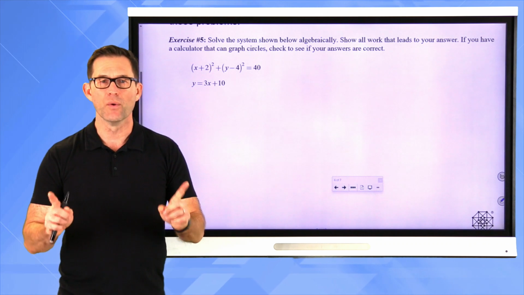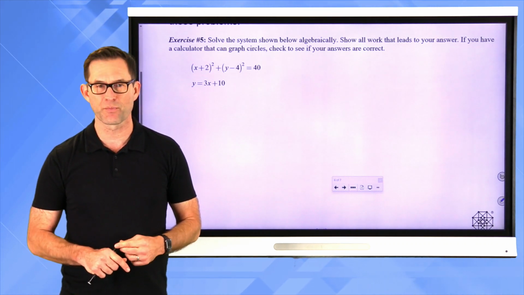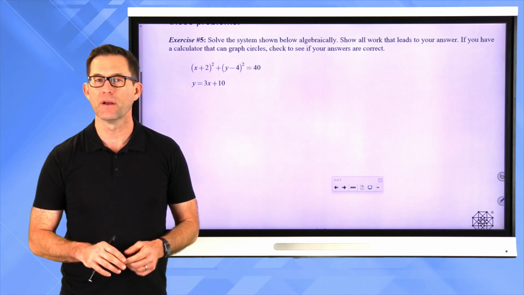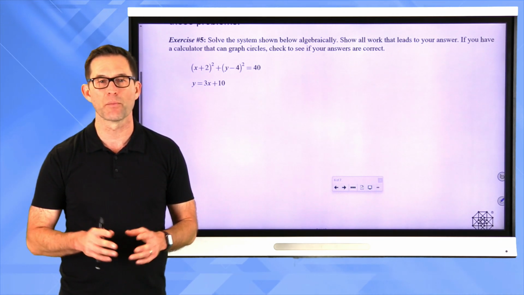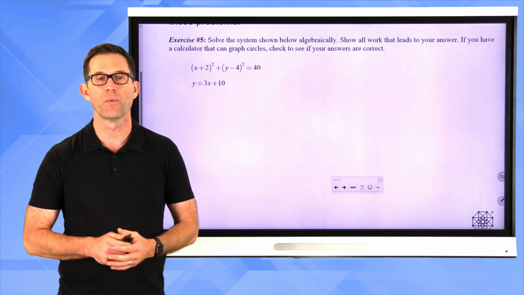What I'd like you to do is pause the video now and see if you can work your way through this problem. And it may take you a little bit. Even accomplished students will probably take somewhere between 5 and 10 minutes to do this problem. So pause the video now and see where you can get.